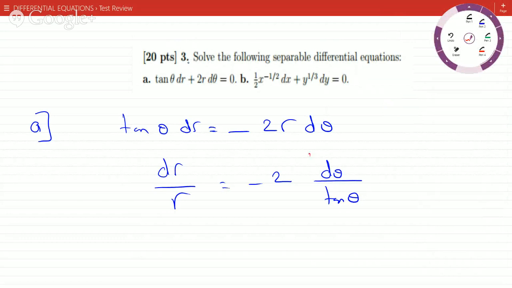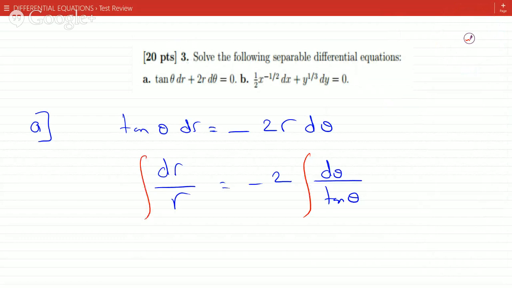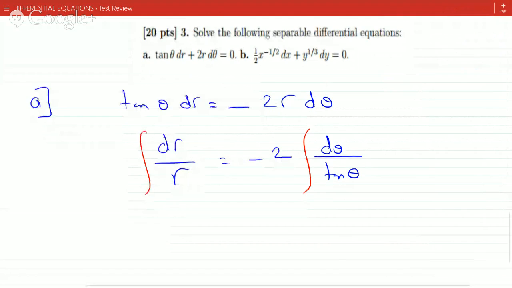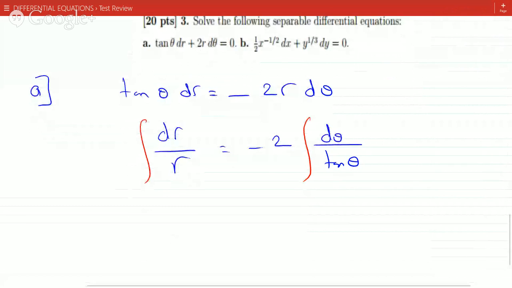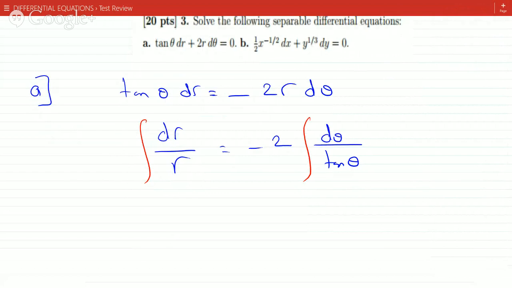And now all you have to do is integrate both sides, and I left the integral to the right of the negative 2 because negative 2 is a constant, so I can just pull it out. Now keep in mind on these problems your dr and d theta have to be in the numerator. Yeah. They can be in the denominator. Right. Okay. And now we just integrate both sides.